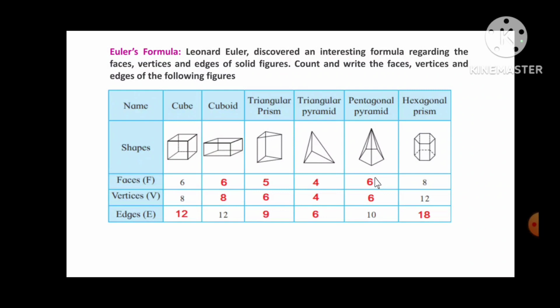For the pentagonal pyramid, you will get 6 faces, 6 vertices, and edges will be 10. Hexagonal prism, for this faces are 8, vertices are 12, and edges are 18. So 12 plus 8 leads to 20, 18 plus 2 is 20. So from this table we will get a formula like this. From this table, F plus V, faces plus vertices, is always equal to edges plus 2. This is nothing but Euler's formula. So for any 3D polyhedron, you can verify this.